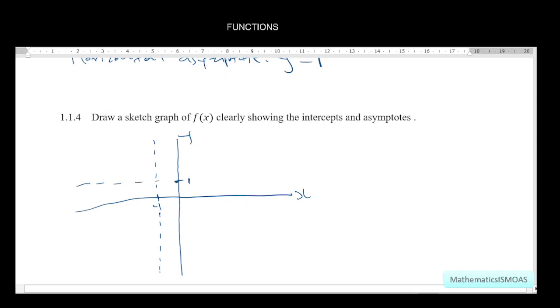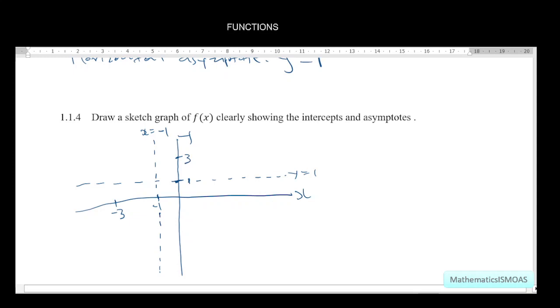So this will be our horizontal asymptote. Horizontal asymptote y equals 1, and our vertical asymptote is given by the equation x equals -1. And now our x-intercept is -3. So we'll have -3 here, our x-intercept. And now the y-intercept is +3. And we are having our y-intercept, let's have +3 here. So now the shape.